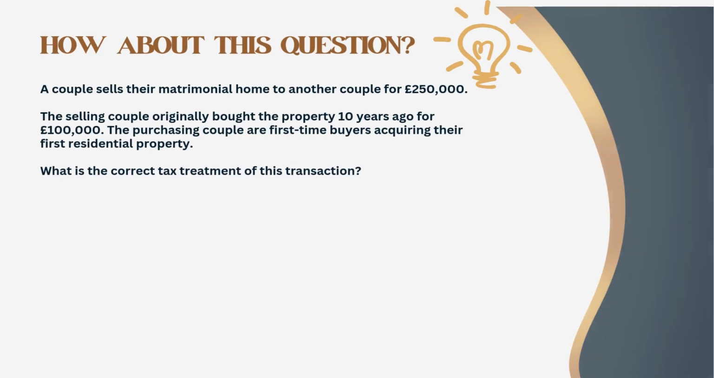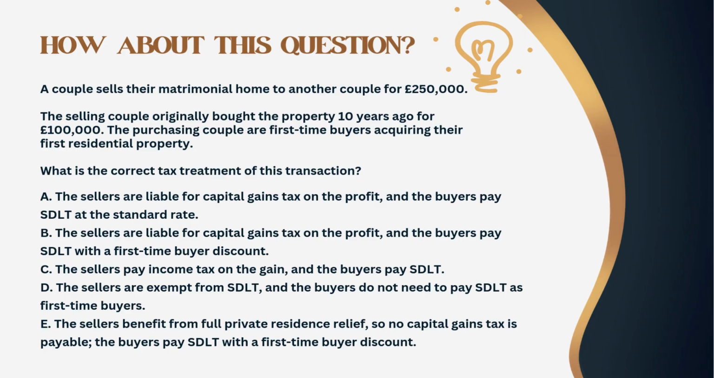Scenario 3. A couple sells their matrimonial home to another couple for £250,000. The selling couple originally bought the property 10 years ago for £100,000. The purchasing couple are first-time buyers acquiring their first residential property. What is the correct tax treatment of this transaction?